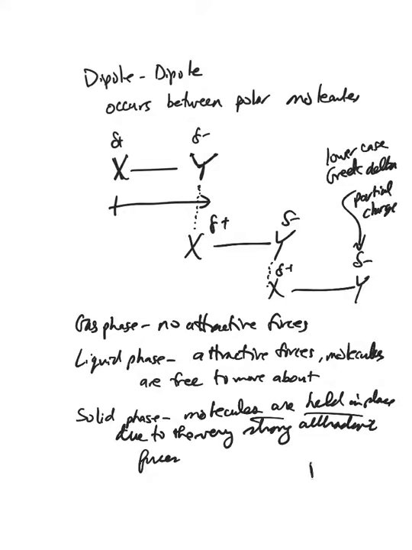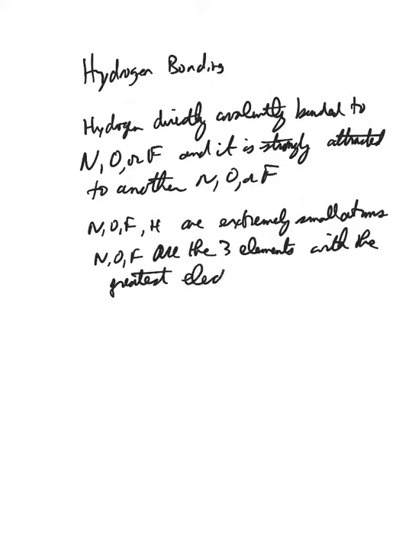Why is this the case? If you remember about atomic radii, atomic size, nitrogen, oxygen, and fluorine, and you throw in hydrogen, are extremely small atoms, so they can snuggle up close to one another if you want to think about it. And nitrogen, oxygen, and fluorine are the three elements with the greatest electronegativity. And so it gives rise to this extra strong dipole-dipole interaction that we call hydrogen bonding.